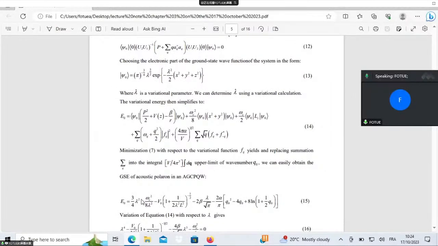We see that this expression E0 is given by 3 on 4 lambda square omega c square on H lambda square minus V0 1 plus 1 on 2 lambda square L square root minus 2 beta lambda on square root of pi minus alpha on pi Q0 square minus 4 pi plus 8 ln 1 plus 1 on 2 Q0.